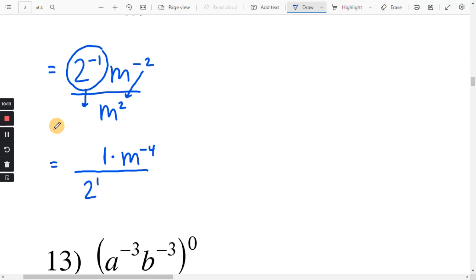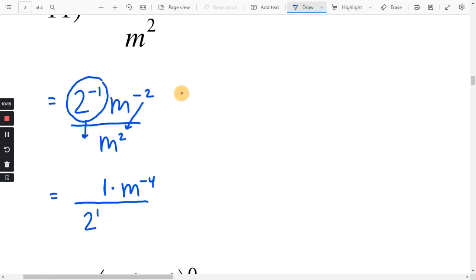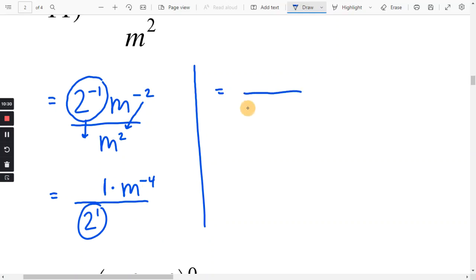All right. And then finally, 2 to the first power is just 2. So let's see, we have a 2 in the denominator, and m to the negative 4, we're going to take that whole thing and move it down. So m to the negative 4 becomes m to the positive 4, and we still have a numerator of just 1. Final answer.